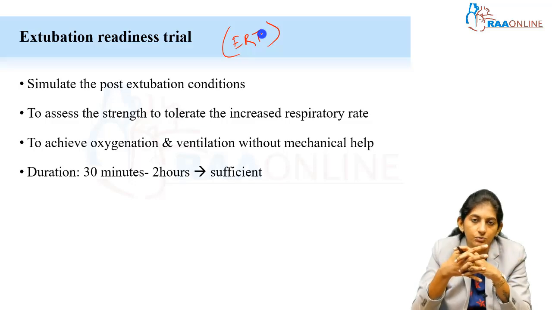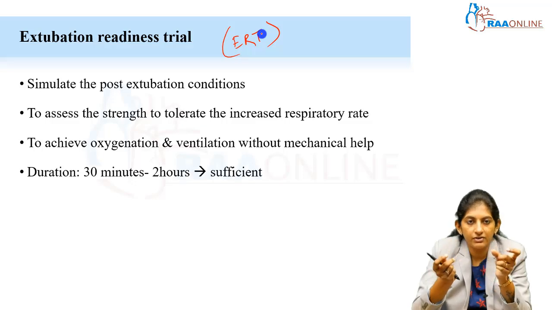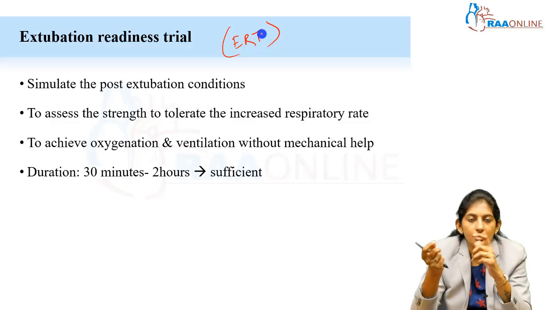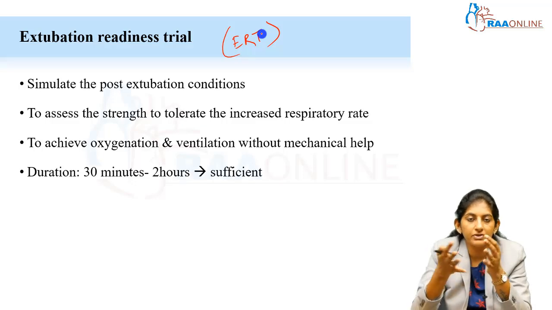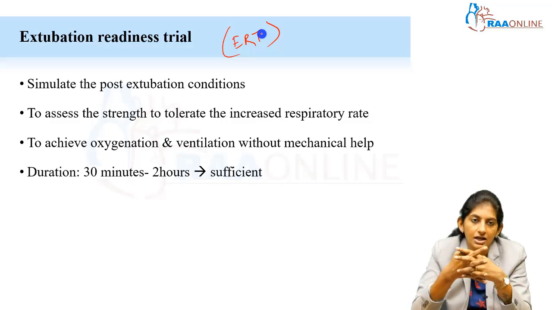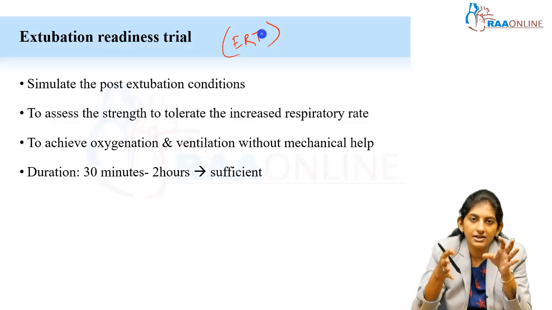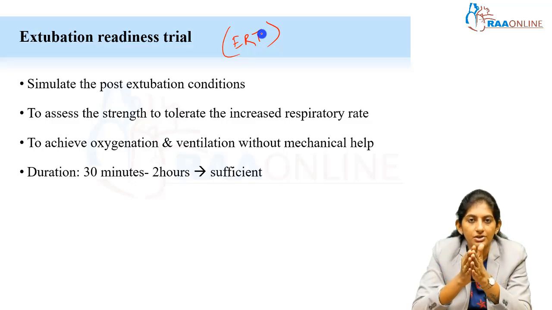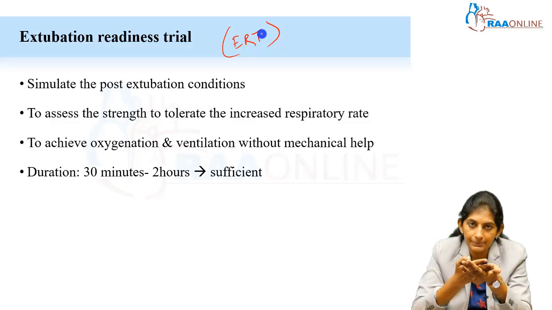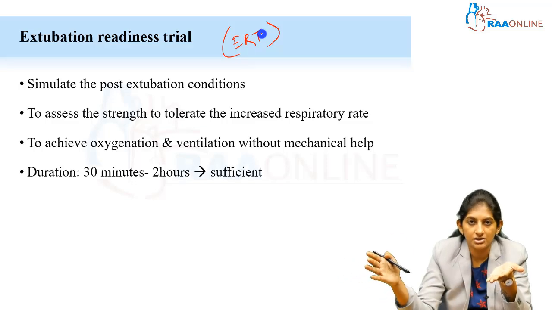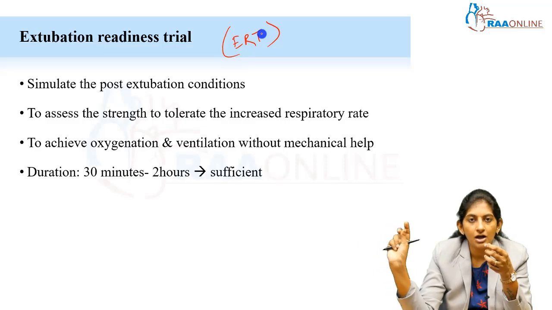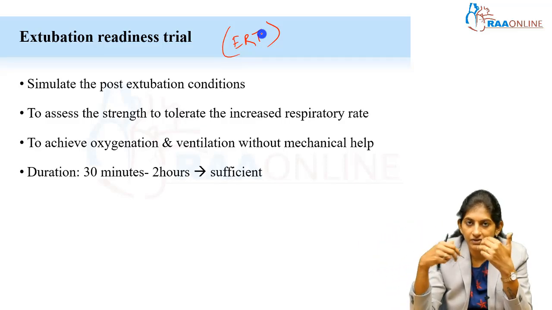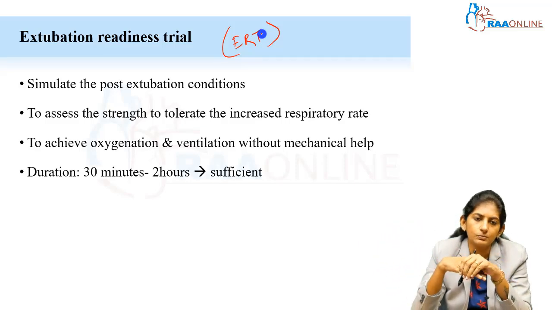Instantaneously you cannot remove the tube. You have to give an extubation readiness trial. In the extubation readiness trial, usually we follow the T-piece trial, or sometimes we can follow the pressure support trial. So what do we do here? When you give a T-piece trial, you cut off the positive pressure support. You just have to remove the ventilator, attach a T-piece and attach it to the oxygen, right? That is what we most often do.